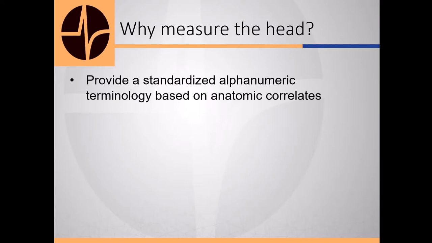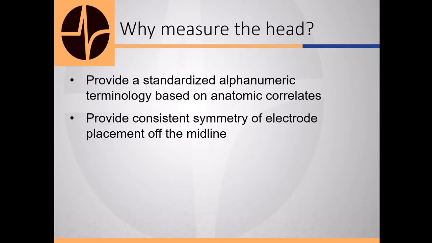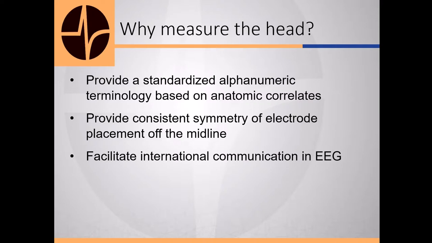It provides a standardized alphanumeric terminology based on anatomical correlates. Provides a consistent symmetry of electrode placement off of the midline, and to facilitate international communication in EEG. So O1 in the US is O1 in England, O1 in Italy, O1 in Canada, O1 in Brazil.